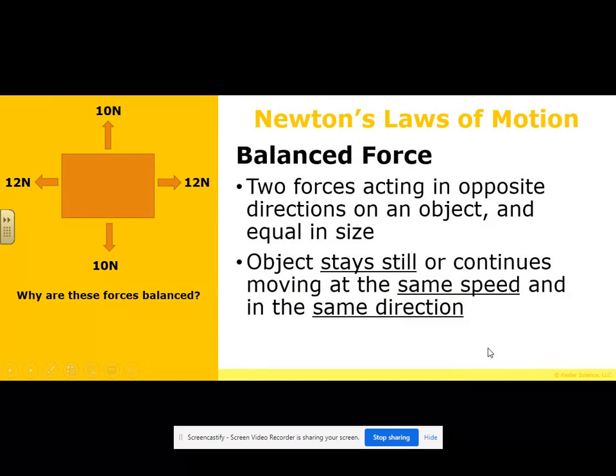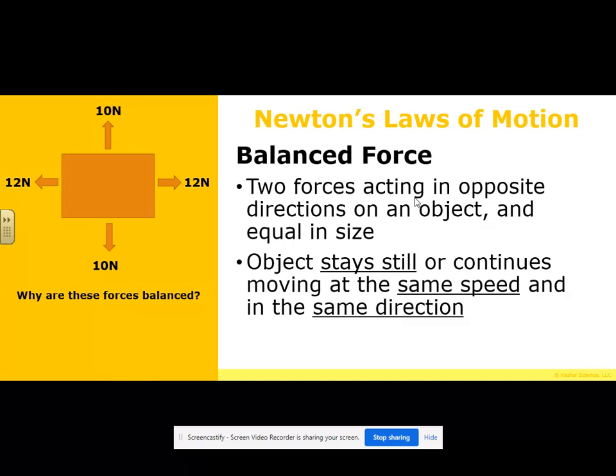So the first thing is a balanced force, and you need to remember that with balanced forces, basically it's two forces going in opposite directions that are equal in size. So here, if we look at the force pushing up, there's a force of 10 newtons pushing up, but there's also a force of 10 newtons pulling down. And if we take this to find net force, we basically subtract one force from the other. If we take 10 minus 10, we get a net force of 0, which means that they are balanced. Same thing with going left and going right. 12 minus 12 gives us 0, which means that the forces are equal, but in opposite directions.